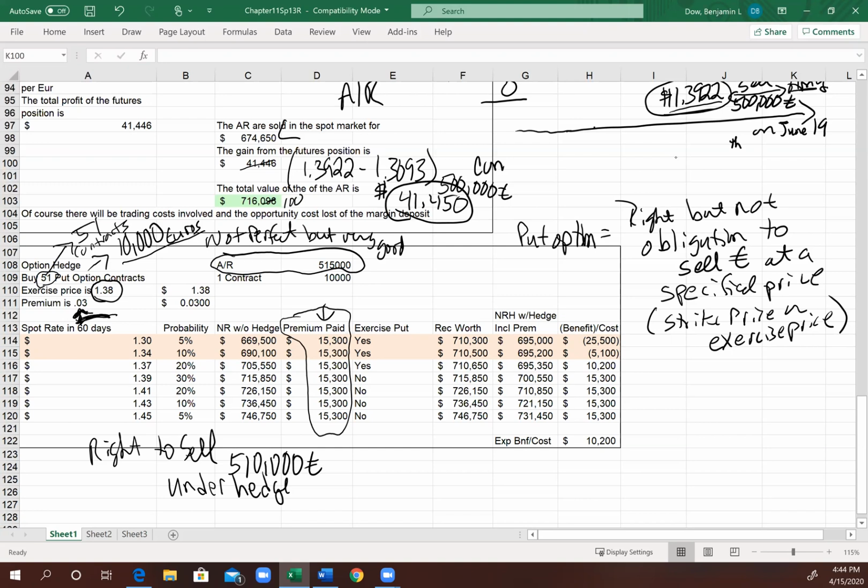So we're going to pay $15,300 up front, and that's going to give us a piece of paper that gives us the right to sell 510,000 euros. The key is it's a right, but not an obligation. So we're not obligated to do so. Okay. But you pay the premium, just like with car insurance, whether you use it or not.